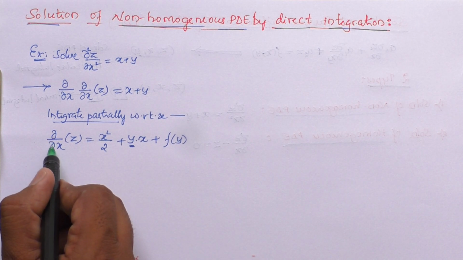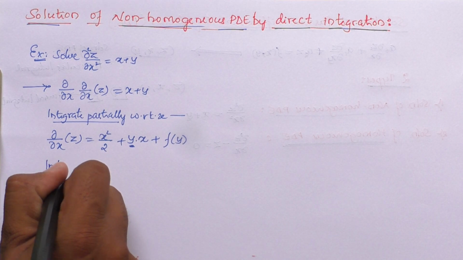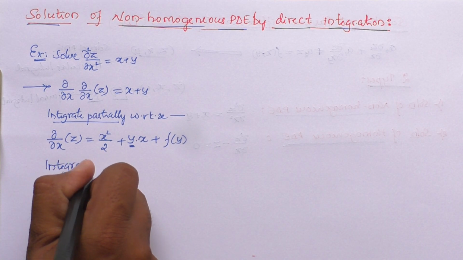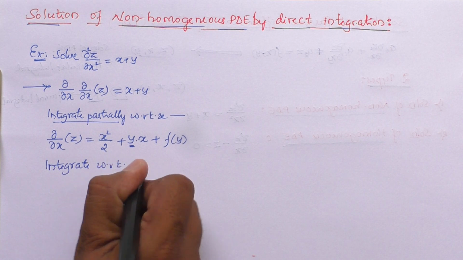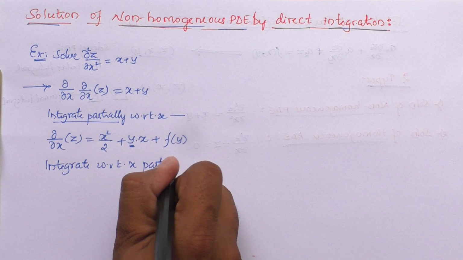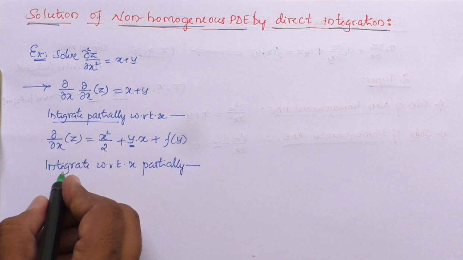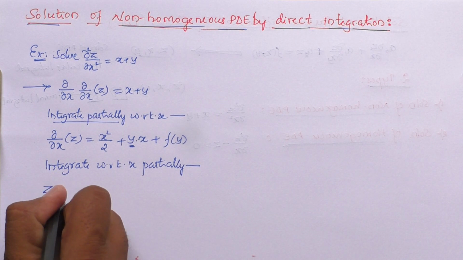So next is again ∂/∂x is there. So this has to be removed. So integrate with respect to x partially. So again integrate. So if you integrate, the partial derivative is removed. So you will get z.